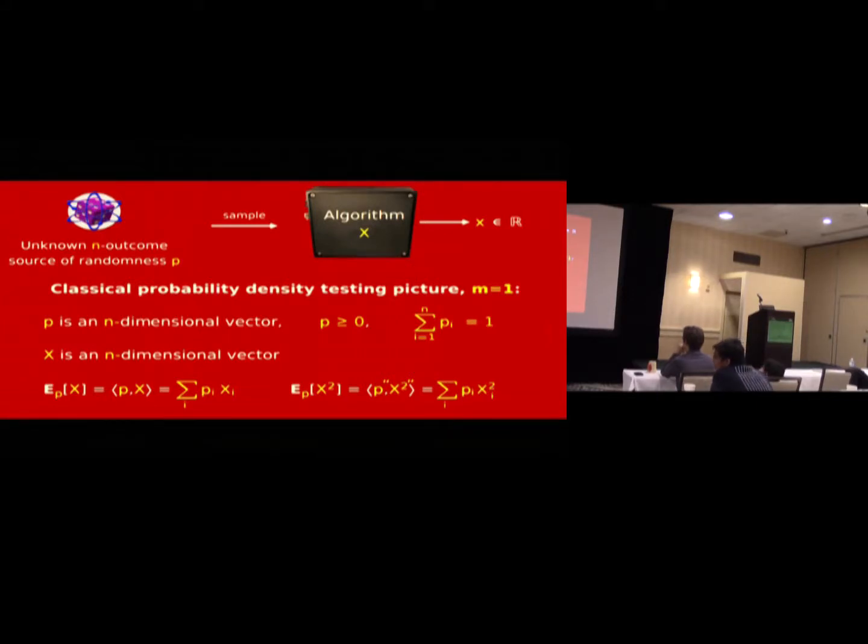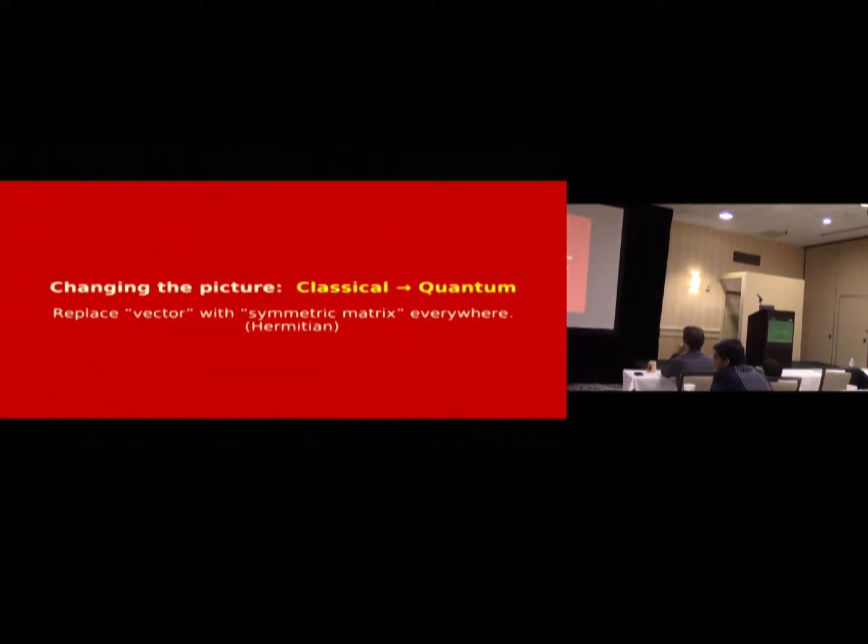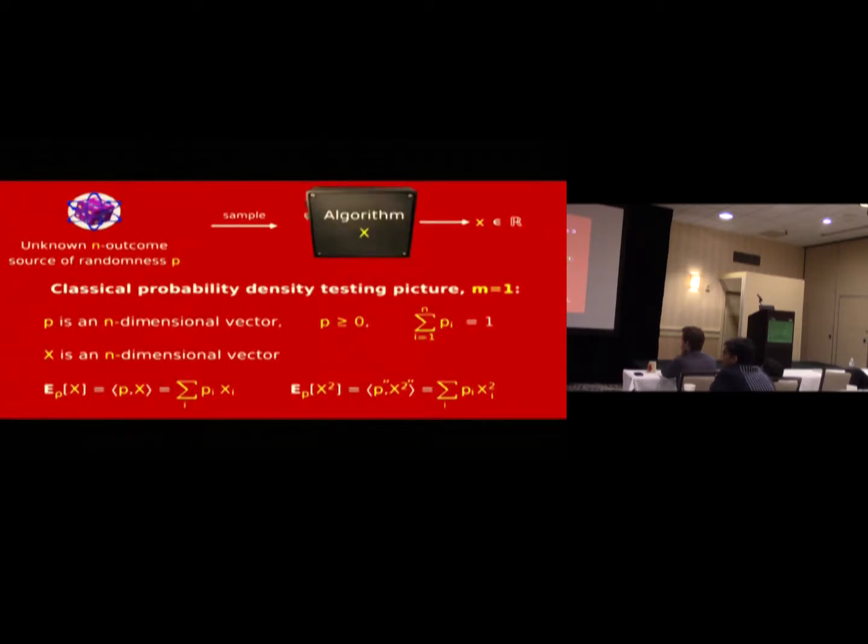But of course, I formalize it this way because I can now tell you what is the deal with quantum probability distribution testing. And to change the picture from classical to quantum, you just have to do one thing. Every time you saw vector on that slide, just replace it with symmetric matrix. Technically Hermitian matrix because they're complex, but I try to minimize complex numbers, so just say symmetric matrix. Okay, so just take the slide, replace vector with symmetric matrix everywhere, like this, and now you know what is quantum probability distribution testing.